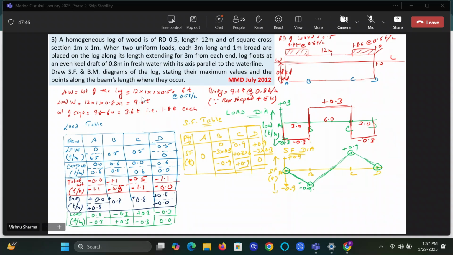Needless to say, this is 0.9 minus 0.9, that is plus 0.9. It will cut at the center. Am I right, guys? Yes or no? Correct? So this will be 3 meters, this will be 3 meters, this will be 3 meters, and this will be 3 meters. Yes or no, guys? Am I right? Yes, sir. Correct?